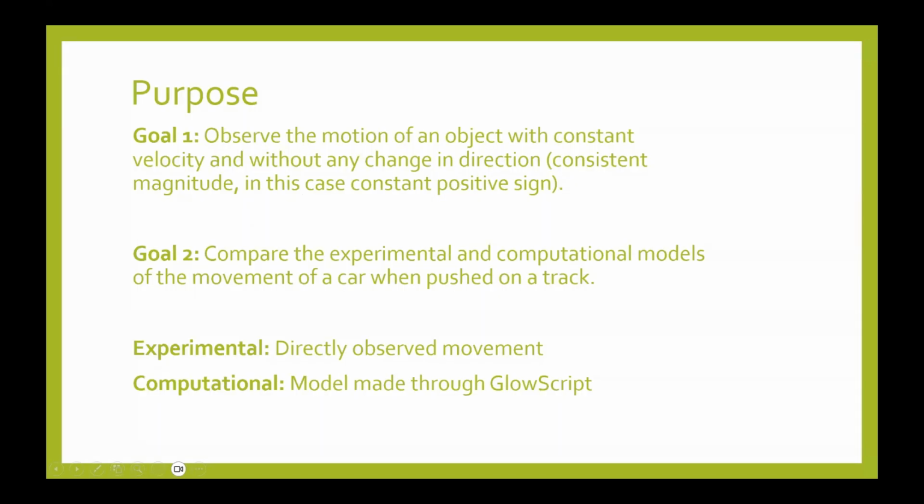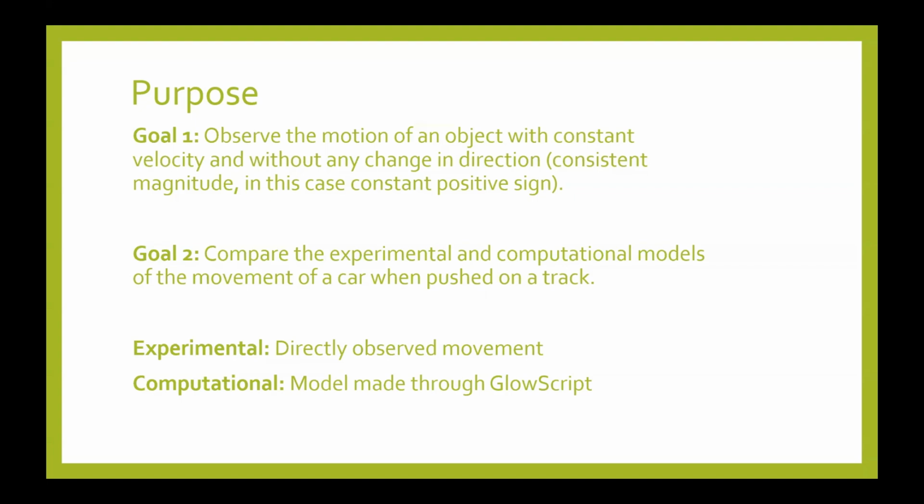The first goal in this lab is to observe the motion of an object with constant velocity and without any change in direction, meaning a constant magnitude, meaning that in my case, it would be a constant positive slope. My second goal is to compare the experimental and computational models of the movement of a car when pushed on a track. So seeing how a system calculates it versus how I calculate it versus from what I've observed.